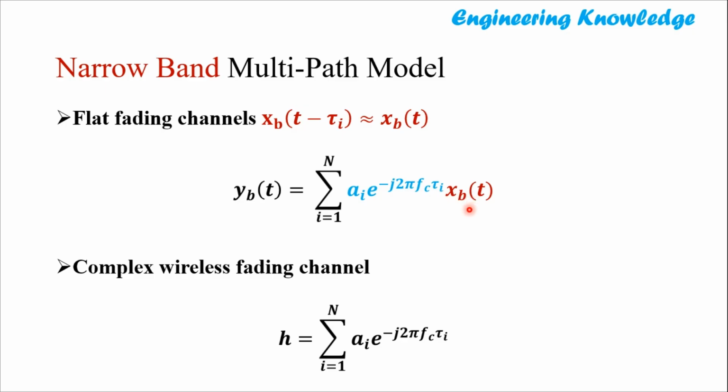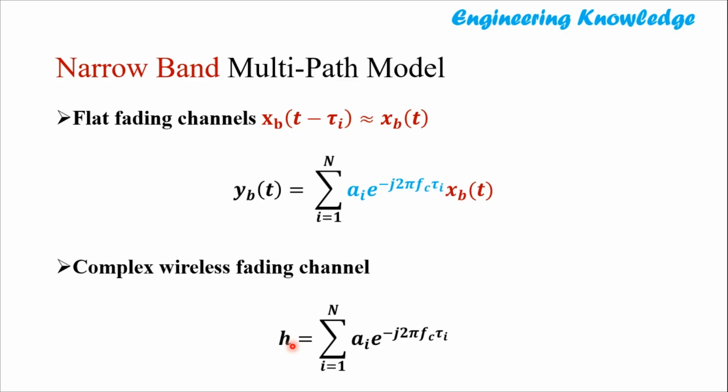Now, in this expression, the index i is not involved with x_b of t. i is involved in a_i and in tau_i. Therefore, this summation is completely separate from x_b of t. It's not a function of time. This is said to be the complex wireless fading channel. It is modeled by Rayleigh fading, and this is now modeled as the summation from i equal to 1 to n of a_i e raised to the power minus j 2 pi fc tau_i. So this is our complex fading channel model that we use in all wireless communication systems.